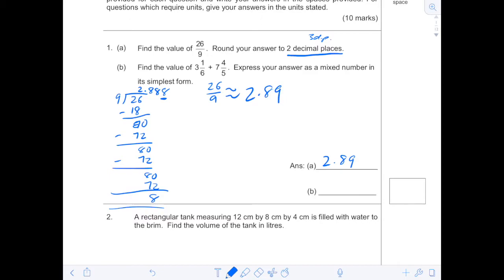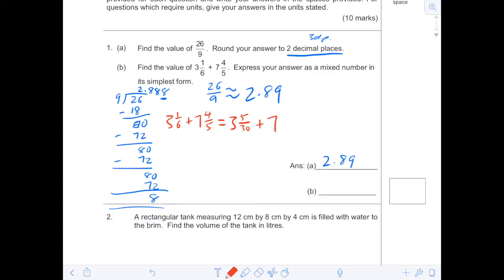Okay, part B, find the value of 3 and 1/6 plus 7 and 4/5. Express your answers as mixed numbers in the simplest form. For this, first we have to put them in the same common denominator. We don't have to convert them to improper fractions because this is addition. The common denominator for 6 and 5 will be 30. So here we're going to convert the 1/6 to 5/30.